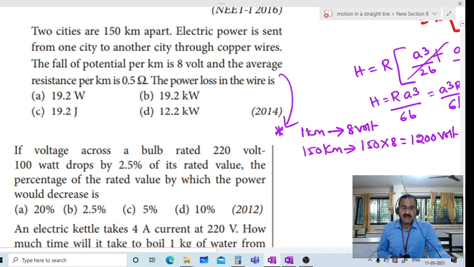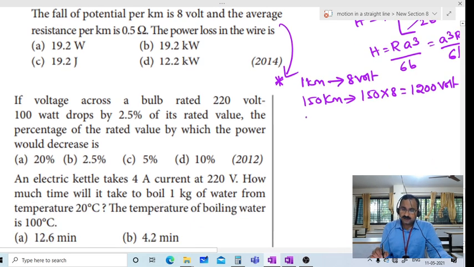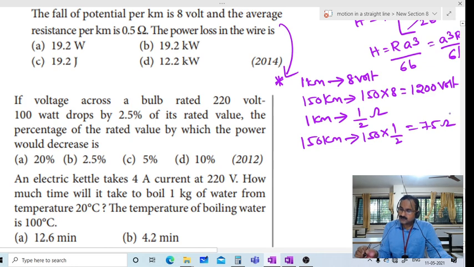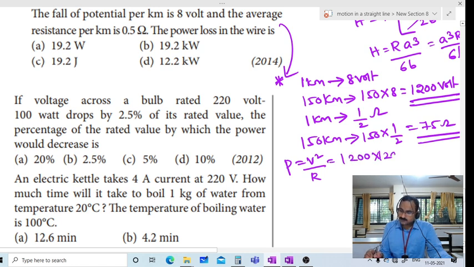Second, the average resistance per kilometer is 0.5 ohm. That means for 1 kilometer it is half ohm, 1 by 2 is 0.5 ohm. For 150, how much does it become? 150 into 1 by 2, 75 ohms. Then the voltage you got, the resistance you got, power is equal to V square by R: 1200 into 1200 divided by 75.